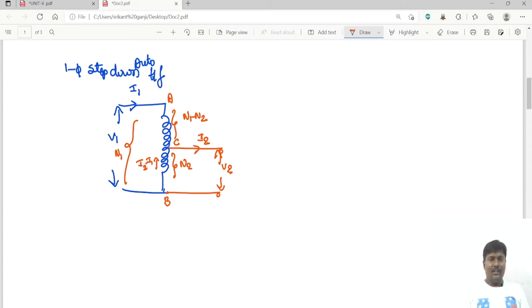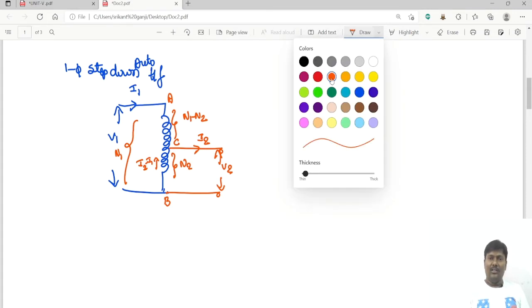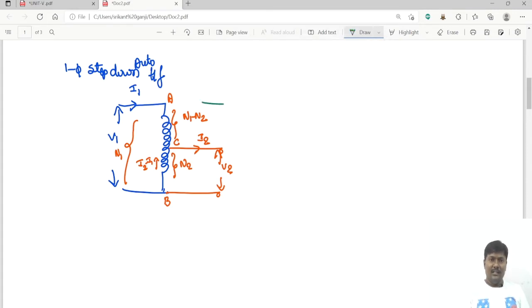The total voltage is V1 and the output voltage is V2, and the voltage applied across AC is V1 minus V2. So we have two actions. One is called the conduction process, because between the primary and secondary winding we have a direct physical connection, and we also have a transformed VA. That means volt amperes is also transformed by the induction process.